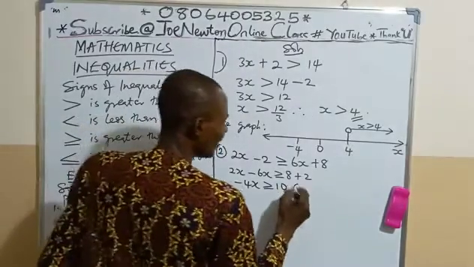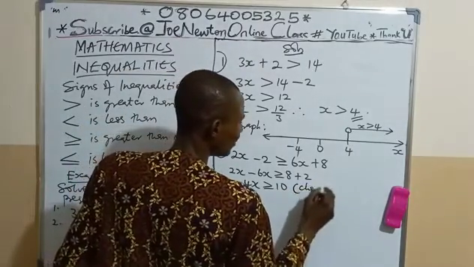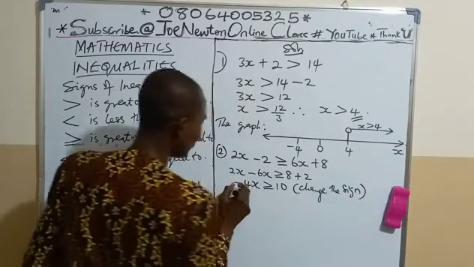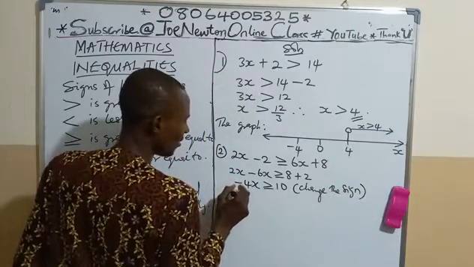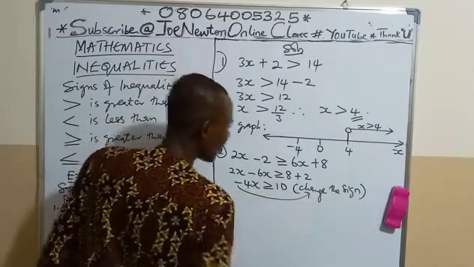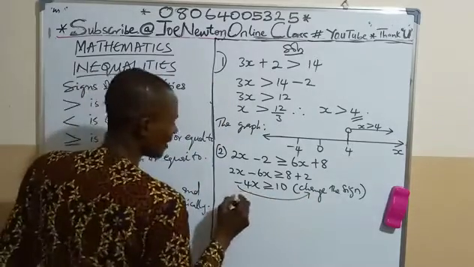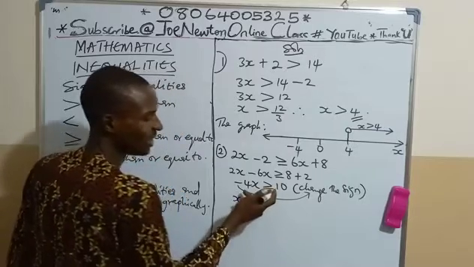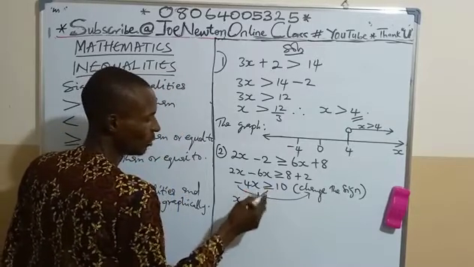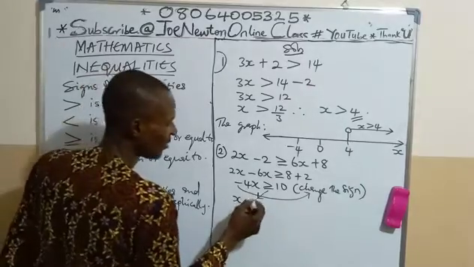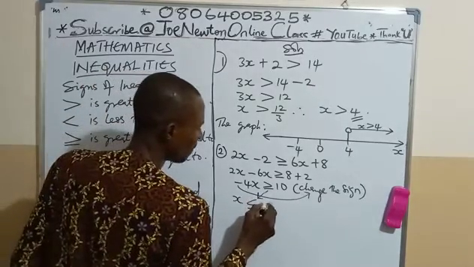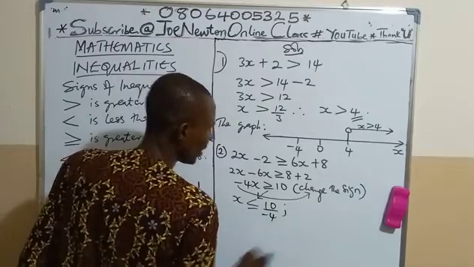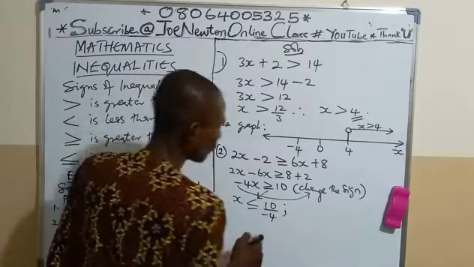So in this case, we now change the sign here because of this. Therefore, we have that x, you see, we change the sign. You see what we do? We change the sign. x is less than or equal to 10 over minus 4.